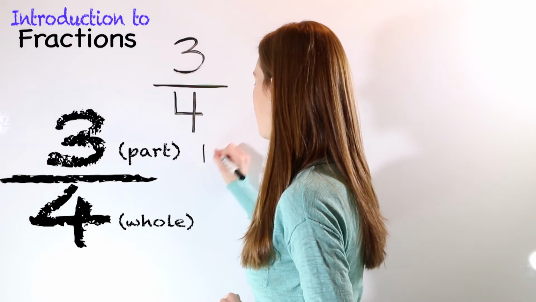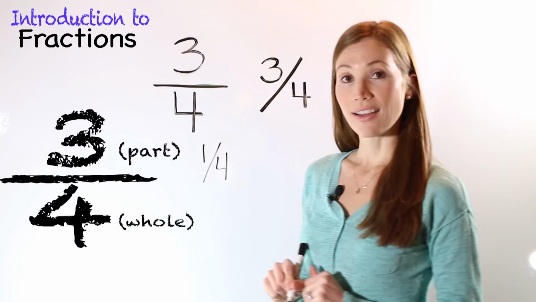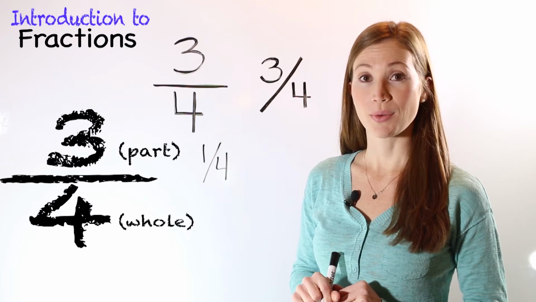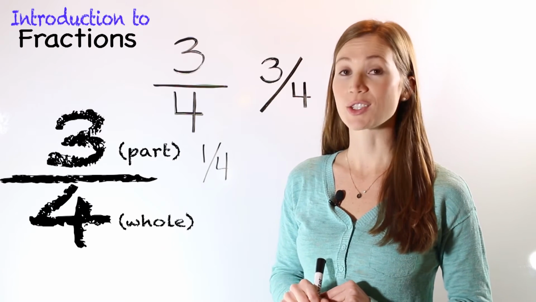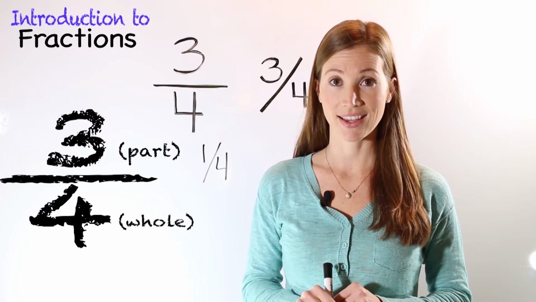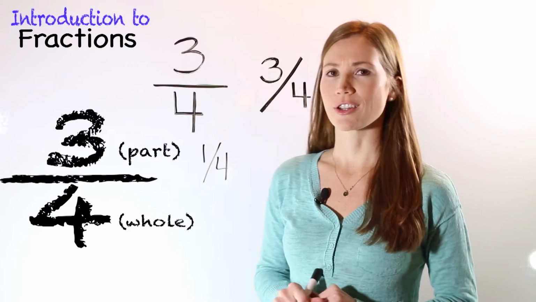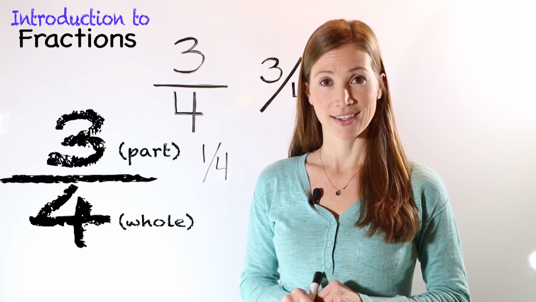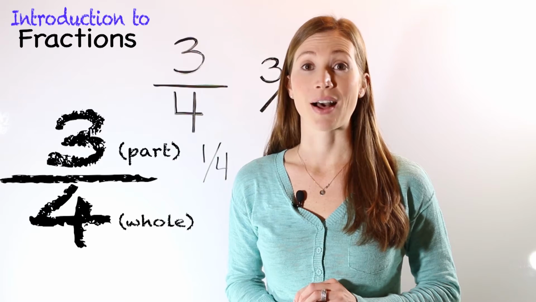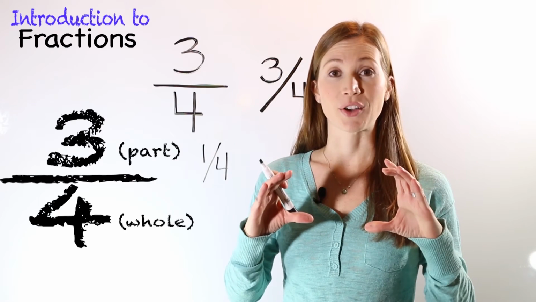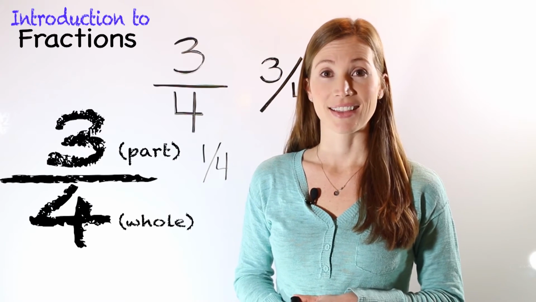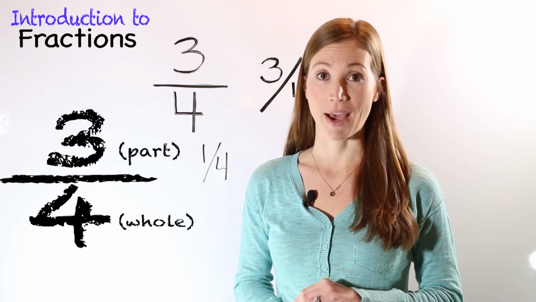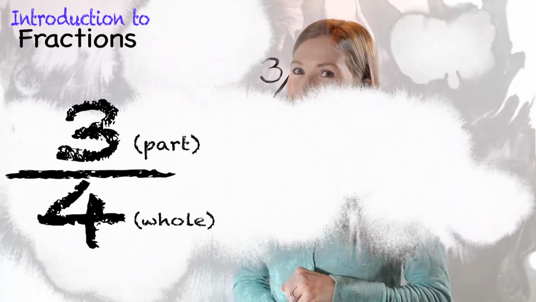Earlier, we saw the fraction 1/4. This time, we have a 3 on top. We have 3 parts of 4, so we read it as 3/4. Now, what would a pie chart look like for 3/4? Go ahead and try this one on your own as well. When you see the word pause appear on your screen, click pause. Then click play when you're done with your pie chart. Good luck!